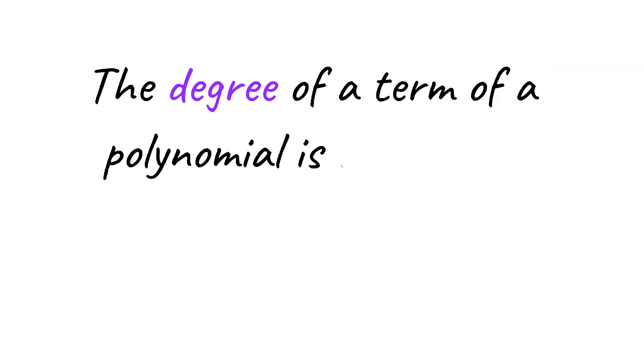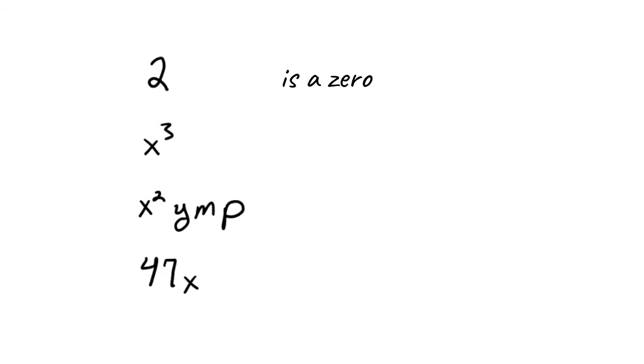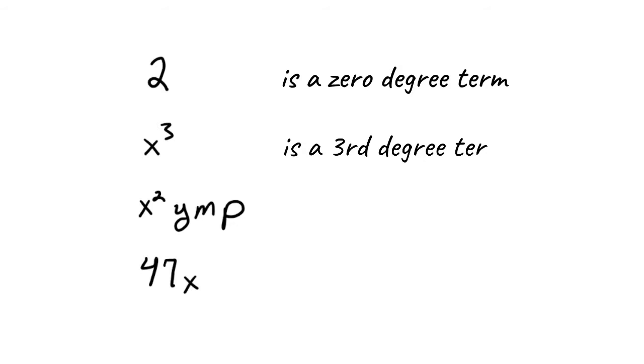The degree of a term of a polynomial is the sum of the exponents of the variables of the term. Let's look at some terms here. 2 is a 0-degree term because it has no variables. X cubed is a 3rd-degree term because the variable has a 3 as an exponent.